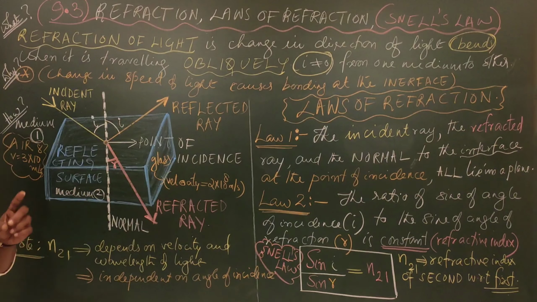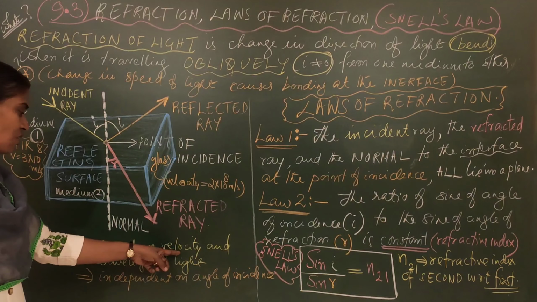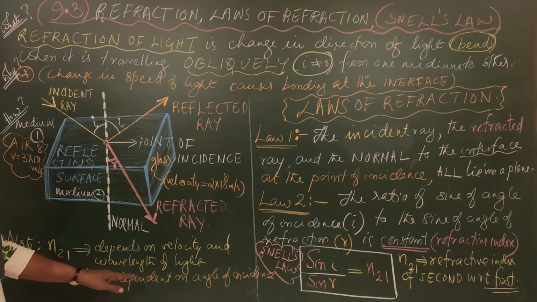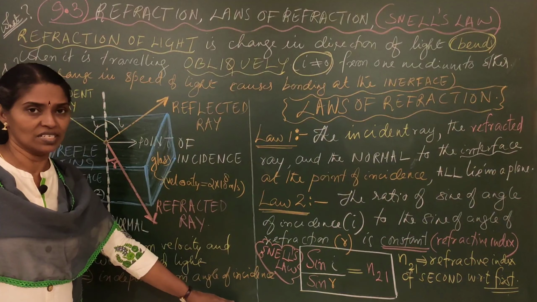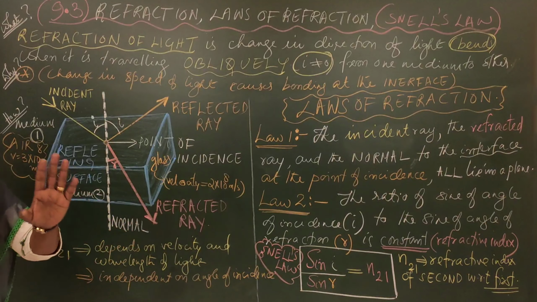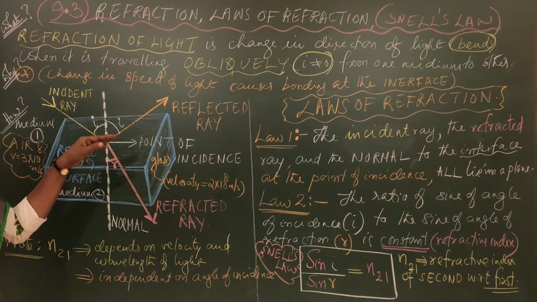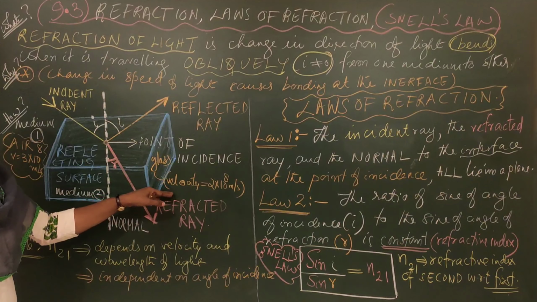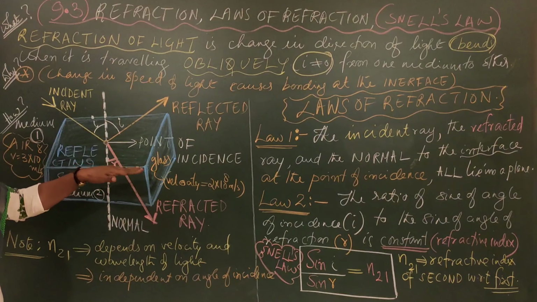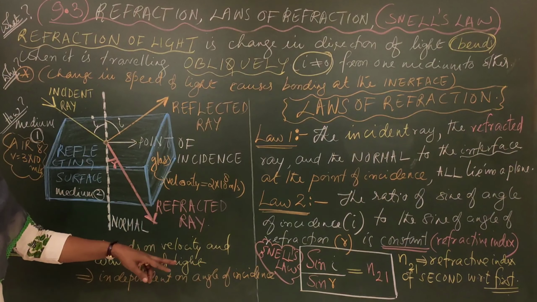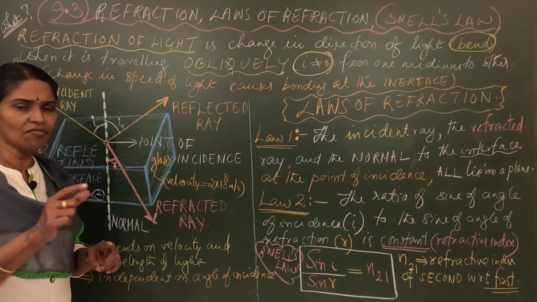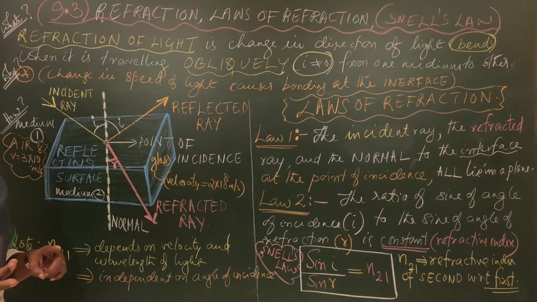But this is an important thing to note regarding refractive index. Refractive index depends on the velocity of light and wavelength of light. It is independent of angle of incidence and also frequency. So I told you, here the velocity is 3 into 10 to the power 8, here it is 2 into 10 to the power 8. So when velocity changes, refractive index changes. Accordingly, just by the value of refractive index itself, we can say which is rarer, which is denser.